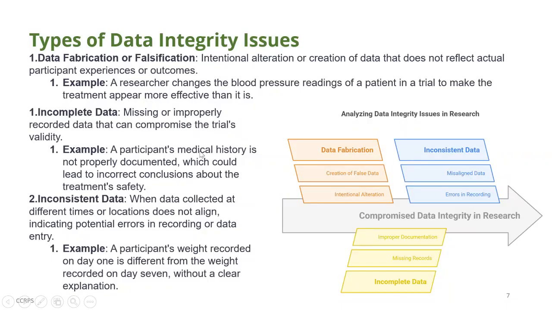Incomplete data: missing or improperly recorded data that can compromise the trial's validity. Example: a participant's medical history is not properly documented, which could lead to incorrect conclusions about the treatment's safety. Inconsistent data: when data collected at different times or locations doesn't align, indicating potential errors in recording or data entry. Example: a participant's weight recorded on day 1 is different from the weight recorded on day 7 without a clear explanation. And here is a diagram on analyzing data integrity issues in research.